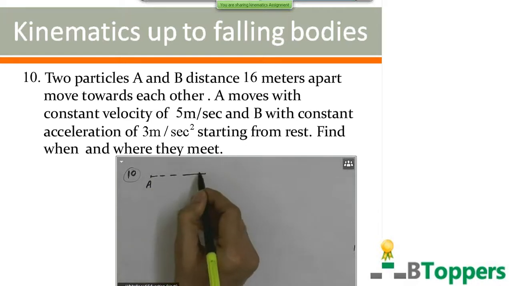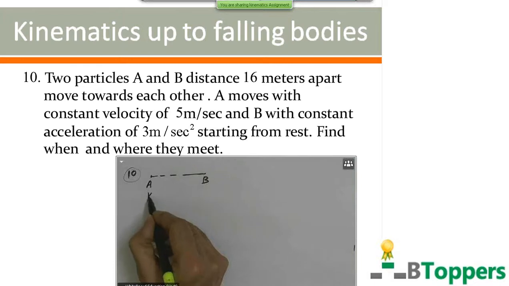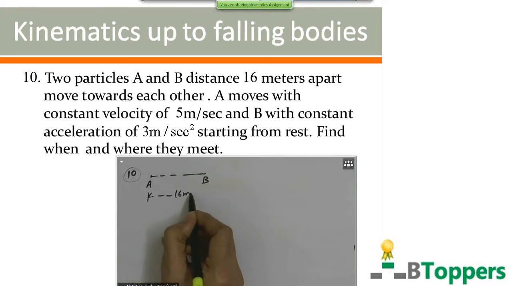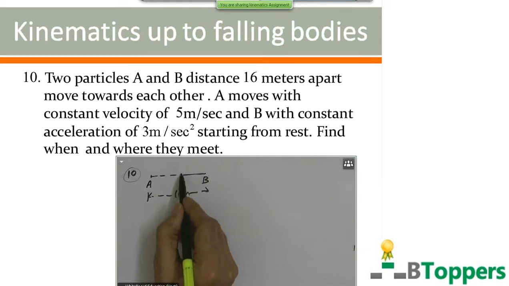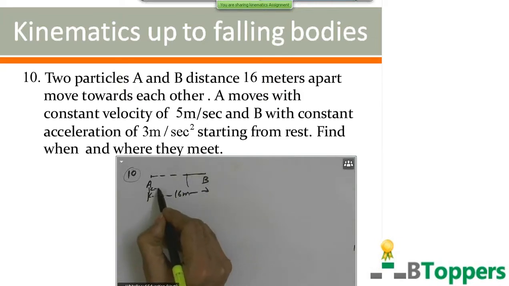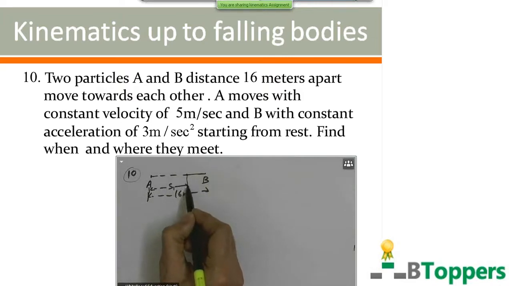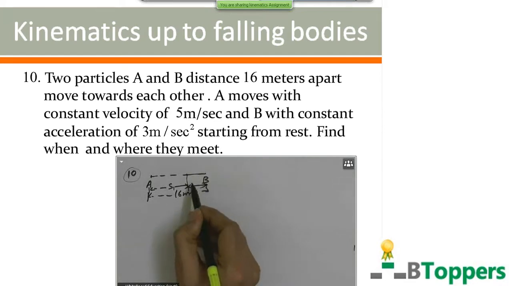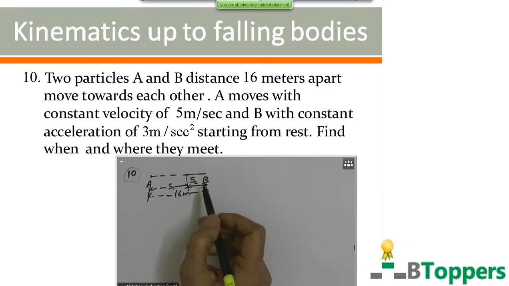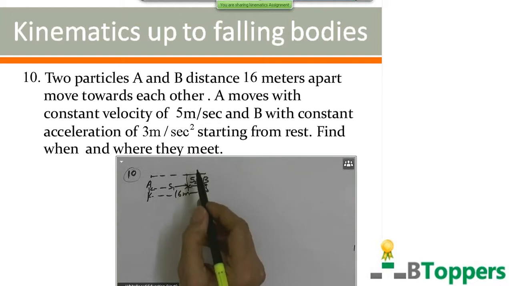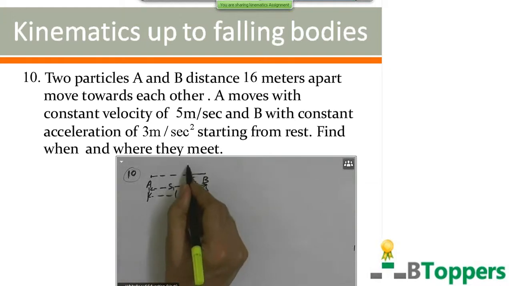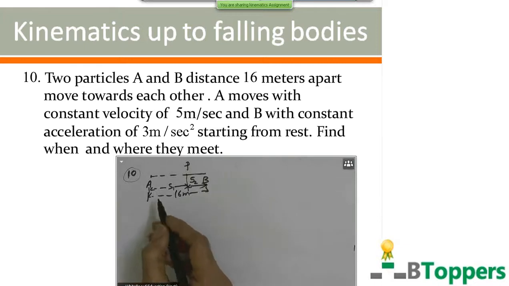The two particles are initially separated by a distance of 16 meters. The first particle starts from the point A and moves towards the second particle with constant velocity v equal to 5 meters per second. The second particle starts from the point B and moves toward the first particle with constant acceleration of 3 meters per second square starting from rest. Let the two particles meet at the point P after time t.